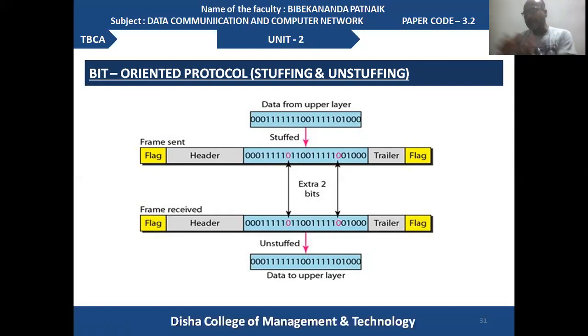Then after that there are certain data frames also there. So in this case, if a bit pattern has 5 consecutive ones, then after that a 0 will come in between. In this case there are 7 ones in the data, so after 5 ones a 0 will be added, that is normally called stuffing. It is there with the data bit pattern, and if we remove that particular thing, it is called unstuffing.